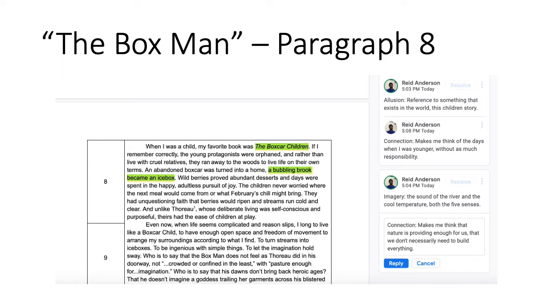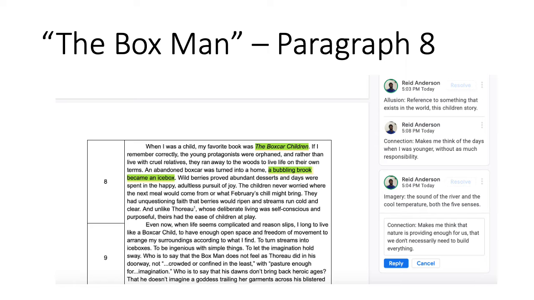So let's get started. When I was a child, my favorite book was The Boxcar Children. If I remember correctly, the young protagonists were orphaned, and rather than live with cruel relatives, they ran away to the woods to live life on their own terms. An abandoned boxcar was turned into a home. A bubbling brook became an icebox. Wild berries proved abundant desserts, and days spent in the happy adultless pursuit of joy. The children never worried where the next meal would come from or what February's chill might bring. They had unquestioning faith that berries would ripen and streams run cold and clear. And unlike Thoreau, whose deliberate living was self-conscious and purposeful, theirs had the ease of children at play.